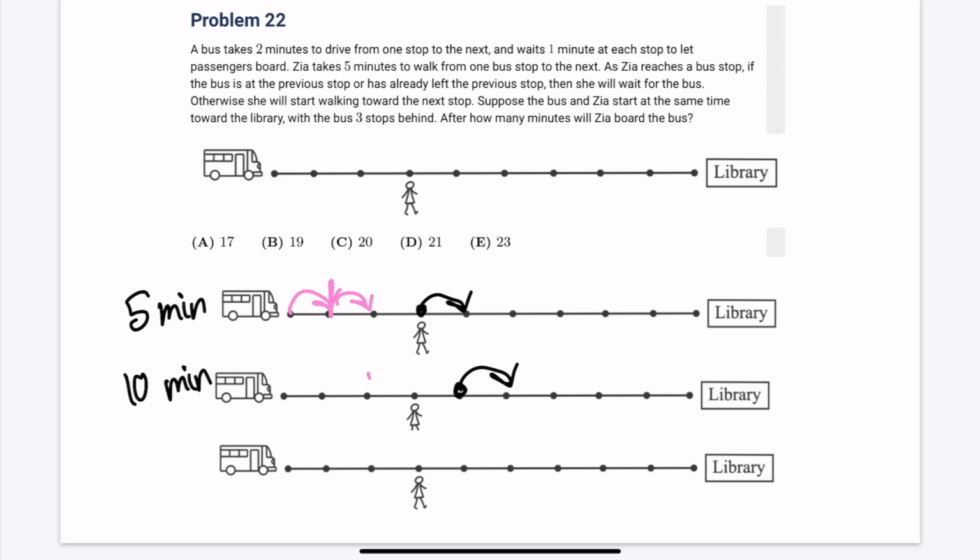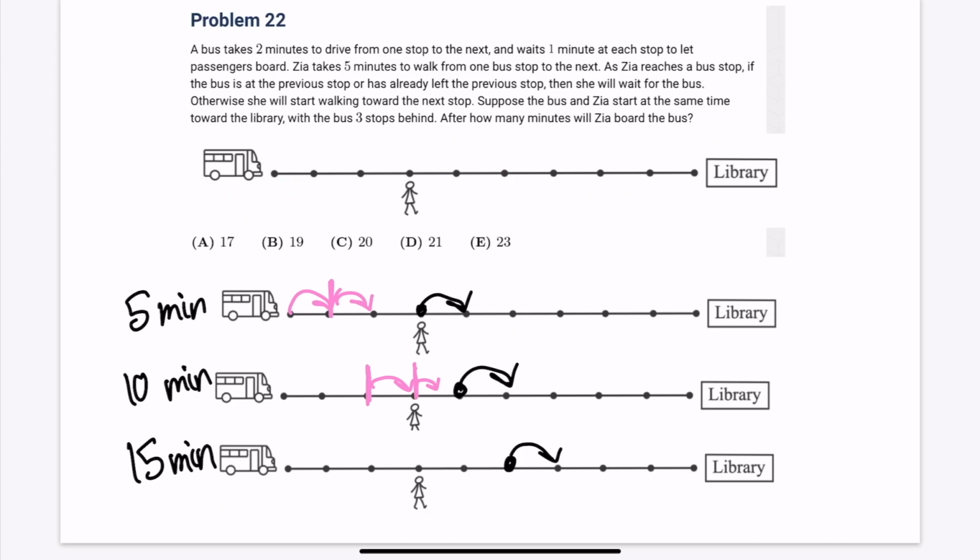So after 10 minutes, Zia moves 1 more stop forward. The bus waits 1 minute for the passengers to board since it wasn't able to in the last 5 minutes, then moves forward toward the next stop for 2 minutes. That's a total of 3 minutes. Then it waits for passengers to board for a total of 4 minutes, and then moves halfway forward for a total of 5 minutes. Since the bus is still not 1 stop behind Zia, she keeps moving. She moves to the next stop after a total of 15 minutes.